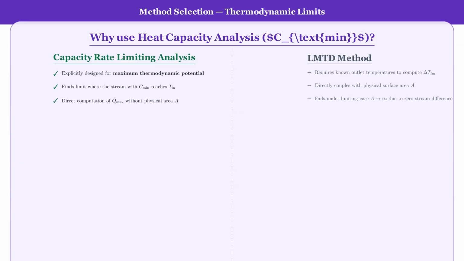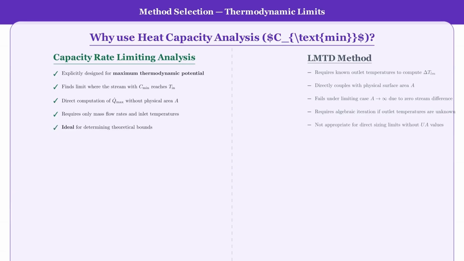The capacity rate limiting approach is explicitly designed to identify the maximum thermodynamic potential of a heat exchanger system. The LMTD method, by contrast, requires all 4 terminal temperatures to be known before it can compute the log mean temperature difference. And in this problem, the outlet temperatures are precisely what we are trying to find.